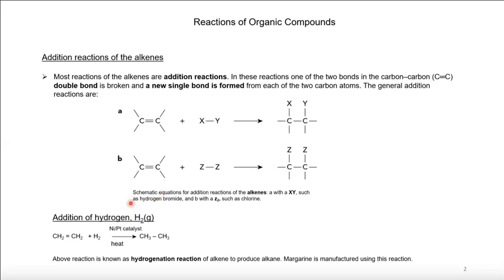Now we are going to addition reactions of alkenes with hydrogen in the presence of a nickel or platinum catalyst. If we heat this, we get hydrogenation and go from alkene to alkane. This is the reaction used to manufacture margarine.